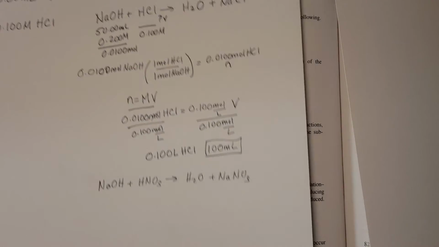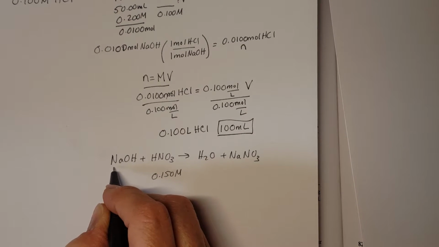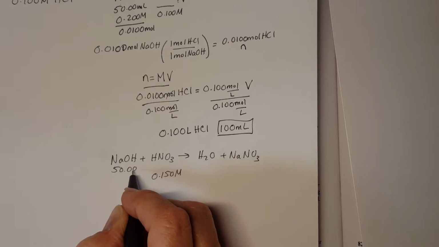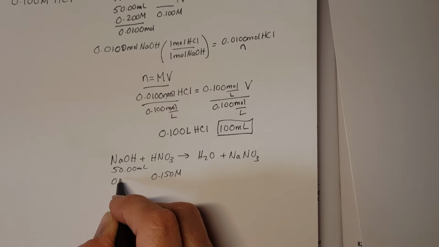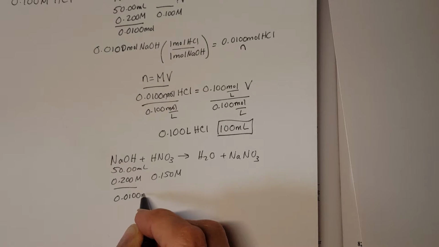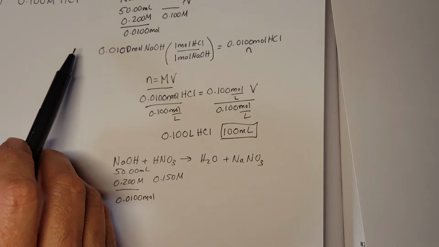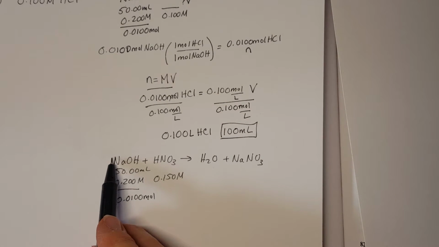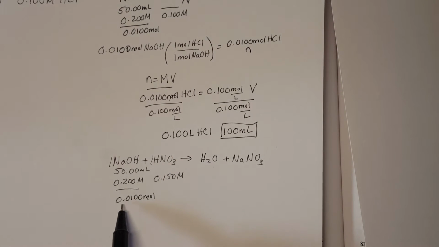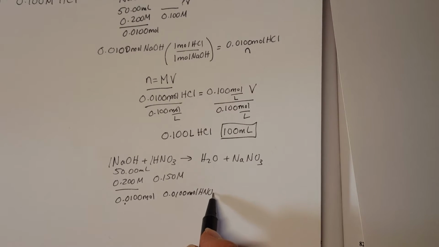And it says it's 0.15 molar. So this is 0.150 molar, but we still have 50 milliliters and 0.200 molar, so we still have 0.0100 moles of NaOH. Now we can do the same type of stoichiometry calculation, or we can just look at the reaction and say these are 1-to-1. So if I need to neutralize 0.0100 moles, I'm going to need 0.0100 moles of the nitric acid.